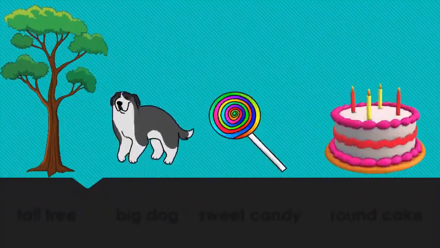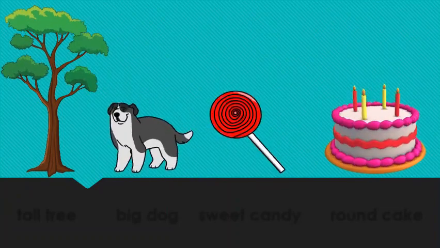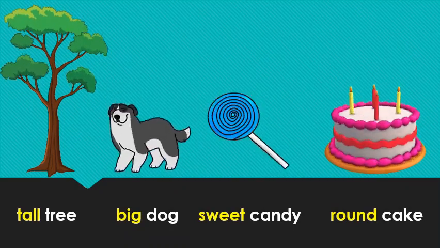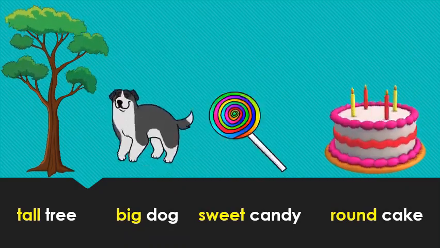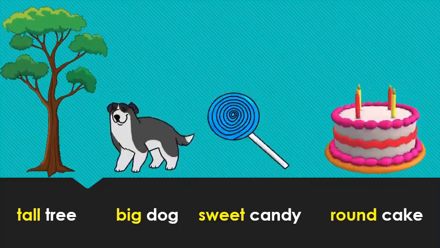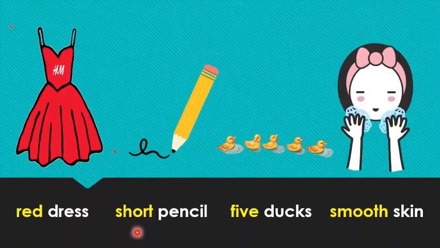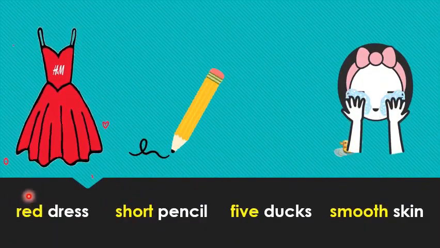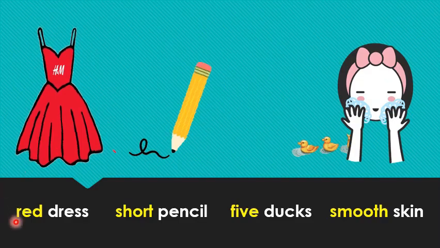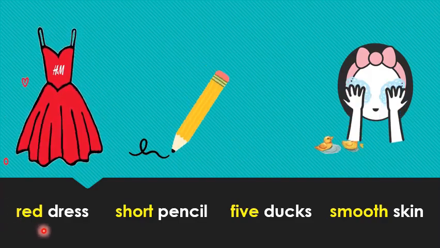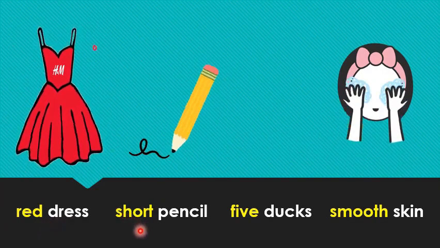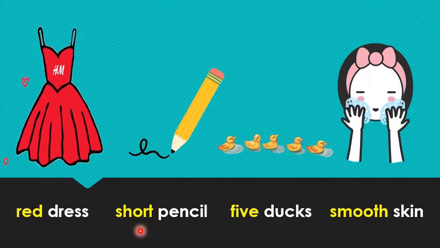Now, let's read the following phrases. Tall tree. The adjective in this phrase is tall because it describes the size of the tree. Second, big. Next, red dress. The adjective here is the word red because it describes the color of the dress. Next, we have short pencil. The adjective.